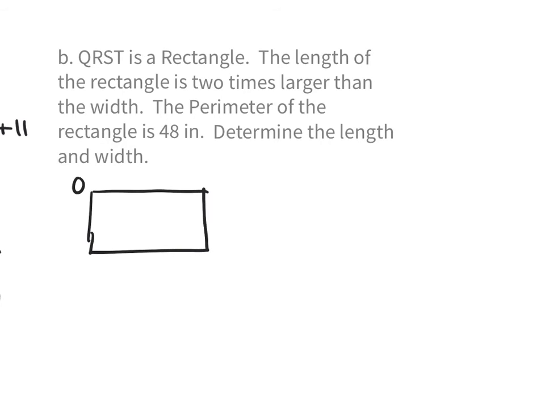So again, if I had Q, R, S, and T here, it says we have the length and the width. Think of the length of a rectangle as the longer side here. So this would be considered the length, and then the width would be the shorter of the two sides. It says here that the rectangle's length is 2 times larger than the width of the rectangle, I'm sorry.